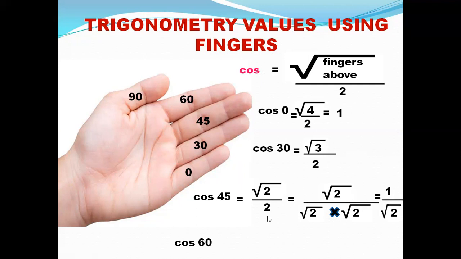Now we find cos 60. Let us see how many fingers are above 60. There's only 1 finger. Square root of 1 divided by 2. We get 1 by 2, because square root of 1 is 1. Now cos 90. There isn't any finger above 90. So it's square root of 0 by 2, which gives us 0.